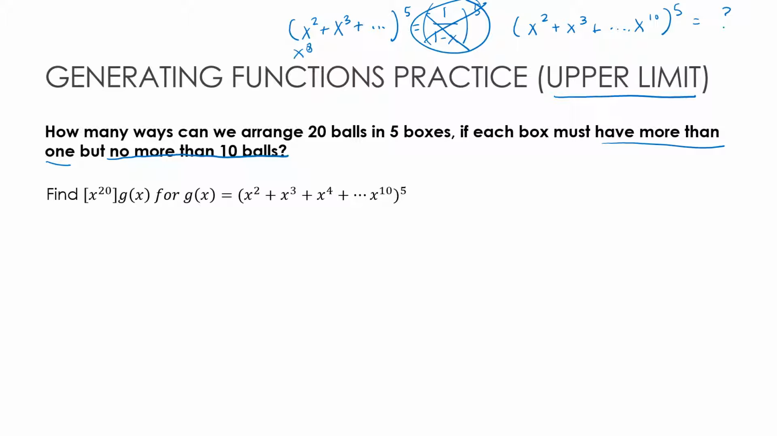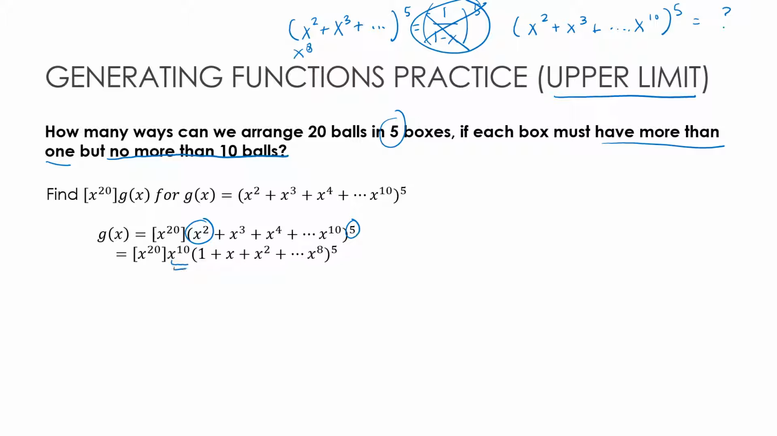First part remains the same. I'm finding x to the 20th, which means the coefficient of x to the 20th of my generating function, which is x squared through x to the 10th, 5 times because there's 5 boxes. I'm still going to factor out x squared 5 times, so notice that's still x to the 10th. The only difference here is now I'm going to x to the 8th because I've factored out x squared. 10 minus 2 is 8, which means here's my function. I'm finding x to the 10th of this function.